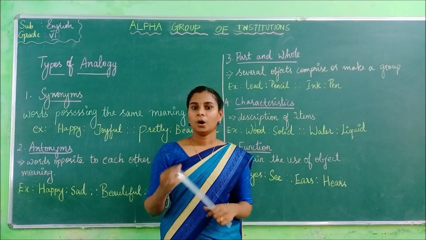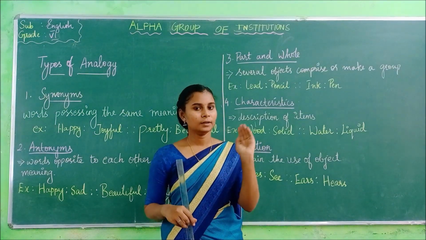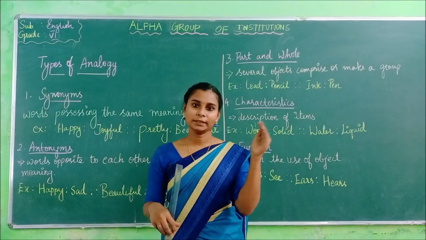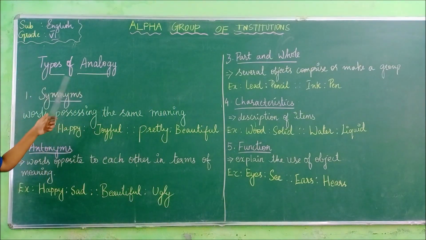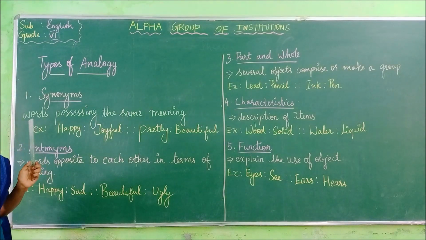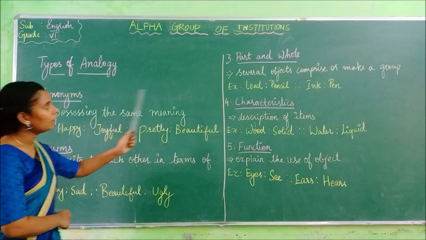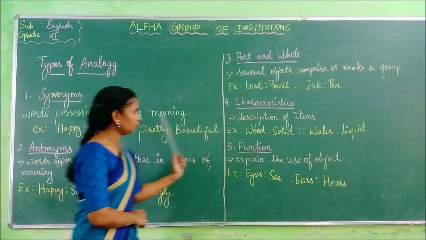Okay children, now we will see the types of analogy. So far we have learned the meaning of analogy and we have seen some examples. Now we will see what the types under analogy are. There are actually 6 types. The first one, cause and effect relationship, I have explained already. The remaining 5 types we will see here: synonyms, antonyms, part and whole, characteristics and function.